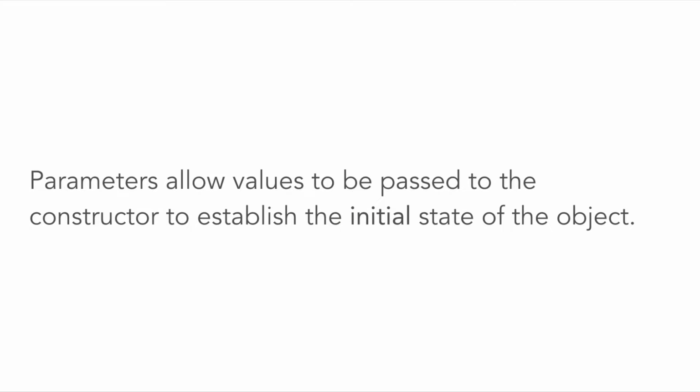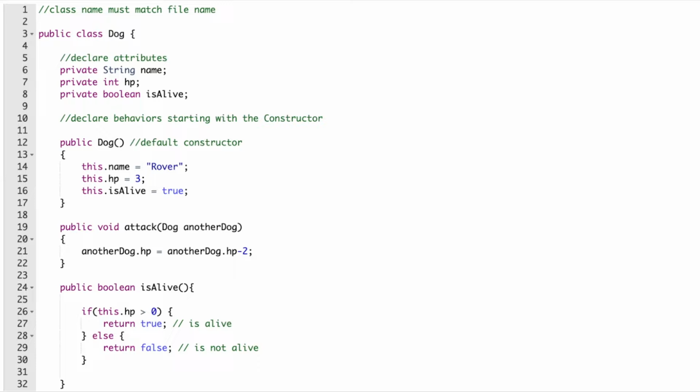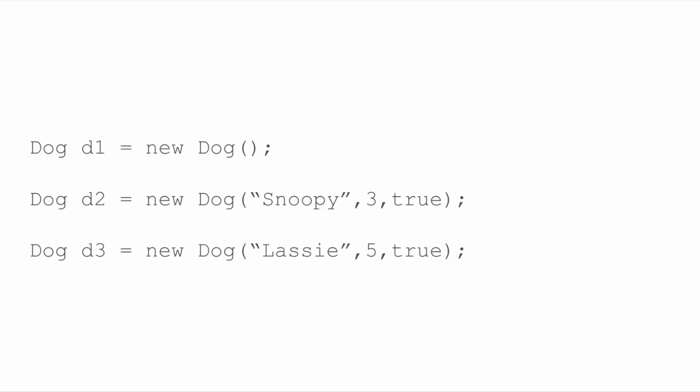Parameters allow values to be passed to the constructor to establish the initial state of the object. When defining the attributes of a class, notice how we declare instance variables without initializing them. Those variables are initialized or assigned values through the constructor method. This makes our program more flexible as each created object can have its own unique set of values.